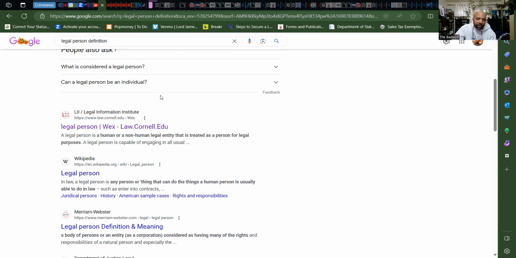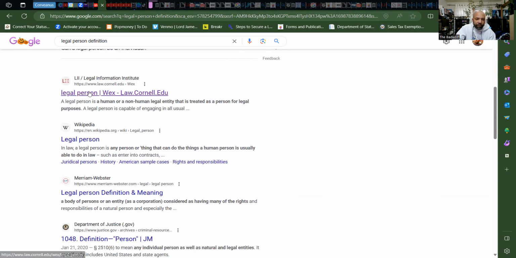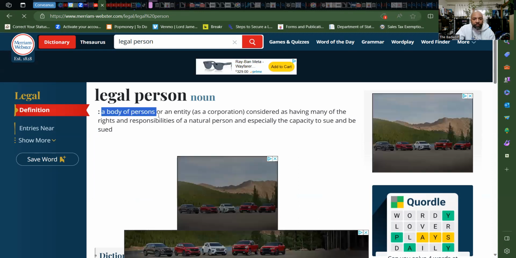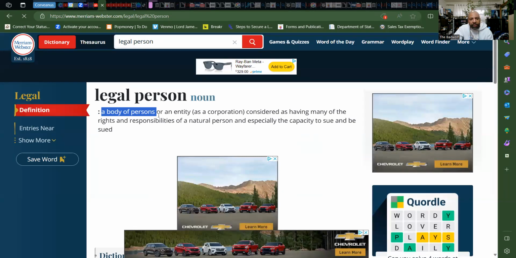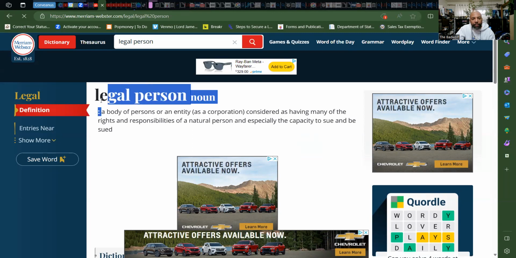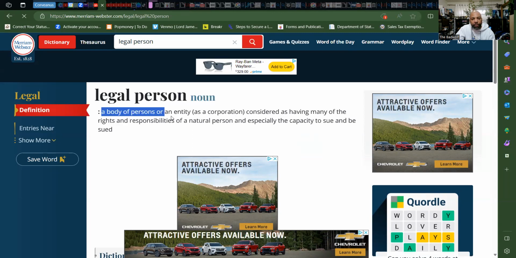No, here, let's mix the waters. Let's see how they try to mix the waters here. Okay, before we go to legal person with Cornell law, Merriam-Webster is right here. So a legal person is what? It can be a body of persons. So what are they really saying? They're saying that a number of living people together can form to be a legal person or an entity as a corporation.